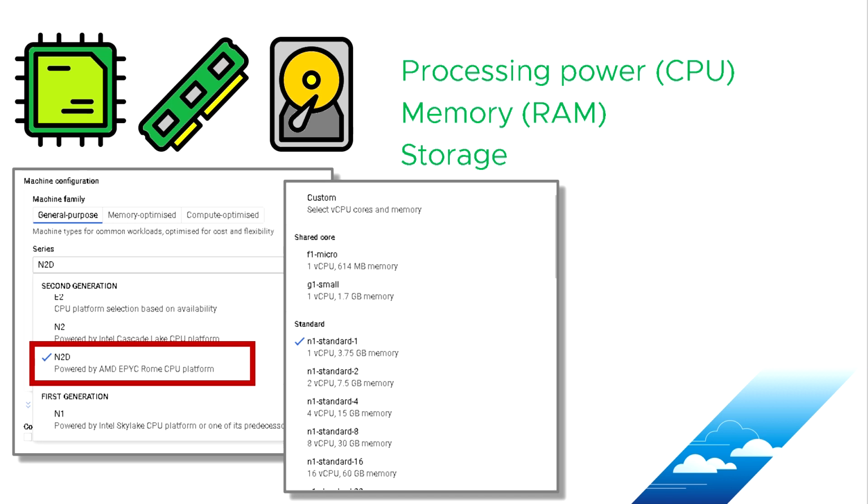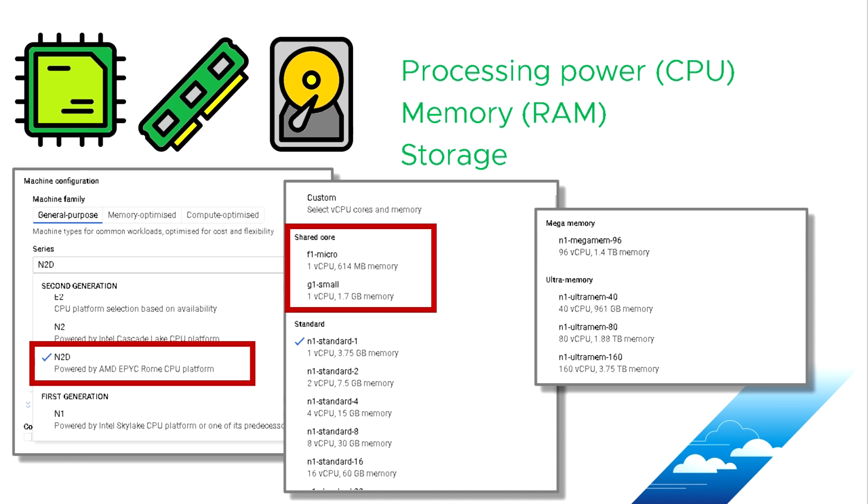If I look through some of these custom ones as well, you can see I can do micro, tiny little virtual machines that actually share resources, so one processor core might be shared amongst multiple machines, so these really are micro or small. And at the other end of the scale, we've got ultra memory, so these things have got 160 vCPUs and almost 4 terabytes of memory. So just to show you the different options there.